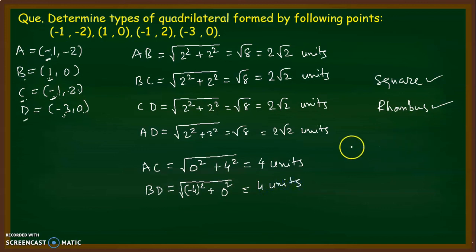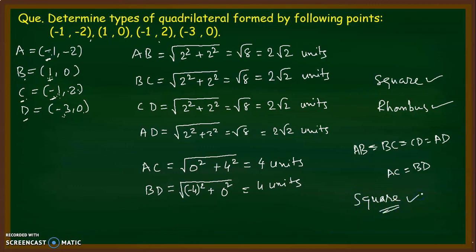So here you can see the lengths of all four sides are equal and the diagonals are also equal. So here we can see those 4 points will form a square. So this is how we can find out which type of quadrilateral is formed by any points. So these are the different types of questions that may be asked based on the distance formula. In the next lecture, we will see another formula, that is the section formula.